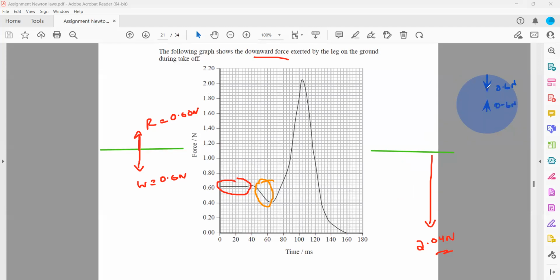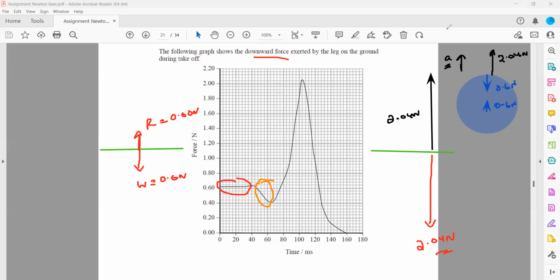But when the bird pushes the ground, more downward force, so there will be more upward force from the ground. And how much is the upward force from the ground? The upward force from the ground will be 2.04 Newton. And this 2.04 Newton is not a pair force of the weight. So if 2.04 Newton is upward and 0.6 Newton is downward, so more upward force than the downward force. That's why this bird will get a lift or it will accelerate upward.